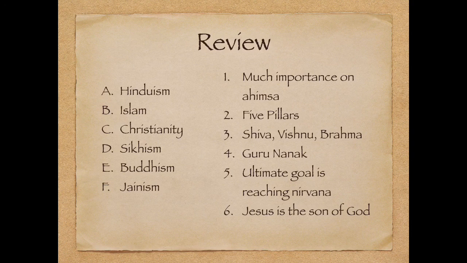So I want you to match the letter of the religion with the number, which is just one fact about it, right? If you need some time, just pause the video. Okay, so A, Hinduism matches with 3, Shiva, Vishnu, and Brahma. They're the 3 main gods. B, Islam matches with 2, the 5 pillars. As I discussed, there are 5 pillars or the main goals of Islam.